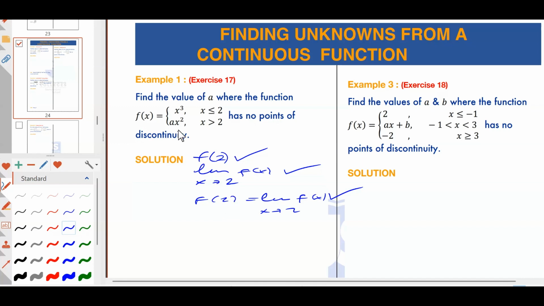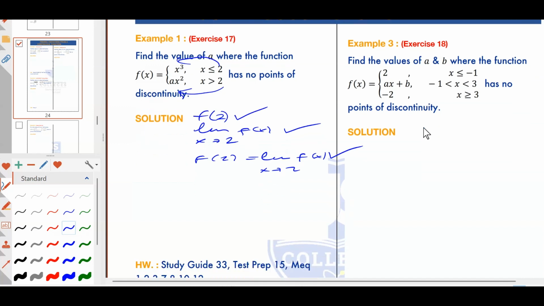So what are we going to do to find the unknown? We know that the limit exists, right? So how do you find the limit in a piecewise function? You check the right side limit and the left side limit. If they are both the same, then the function is continuous. We already know that the function is continuous, so we can set the right side limit equal to the left side limit.